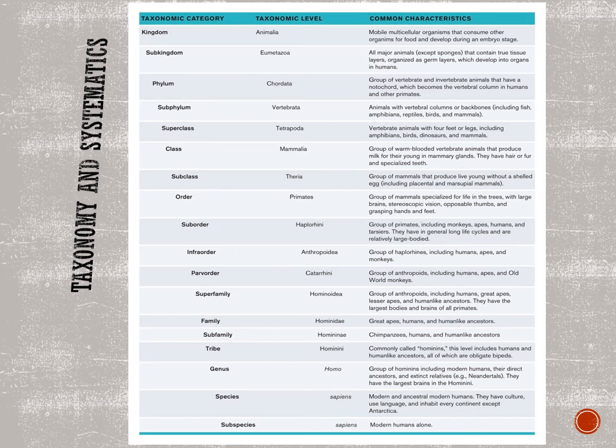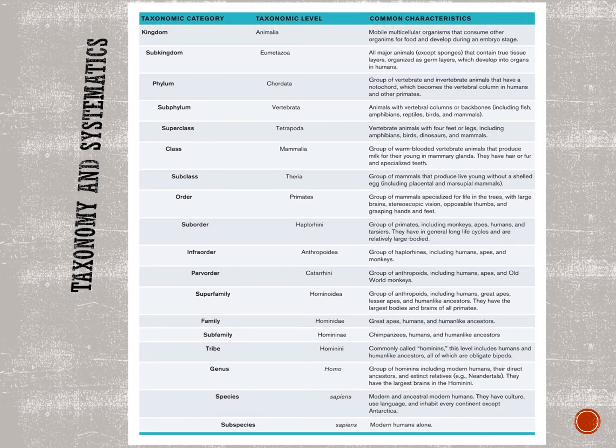This is going to include lemurs, lorises, tarsiers, monkeys, apes. All of those are all in primate. And then below that, we're going to concern ourselves right now with Haplorini, which is going to be the primates that includes monkeys, apes, humans, and tarsiers. Then we go down to the infraorder, which is Anthropoidea, which is going to be specifically humans, apes, and monkeys.